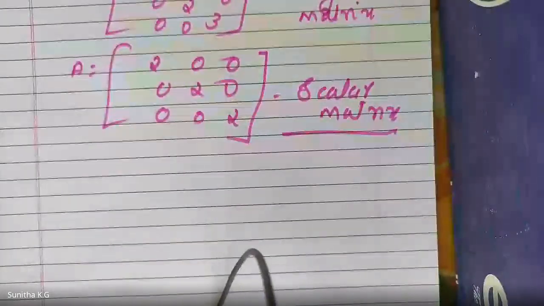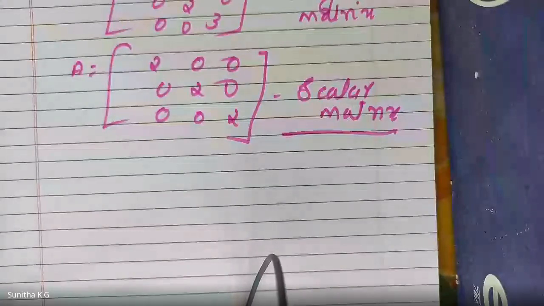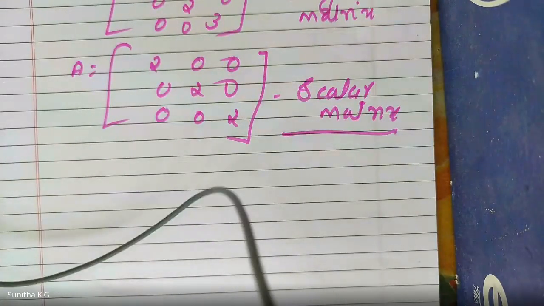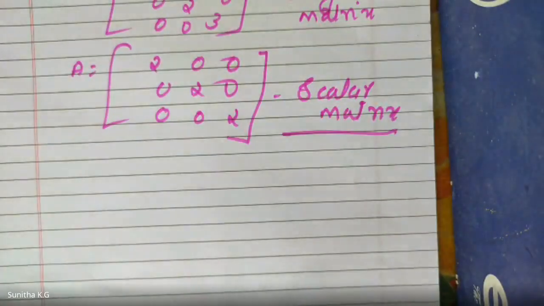Then what is an identity matrix? The diagonal elements are 1. The diagonal elements are 1. Then we can say that it's an identity matrix.